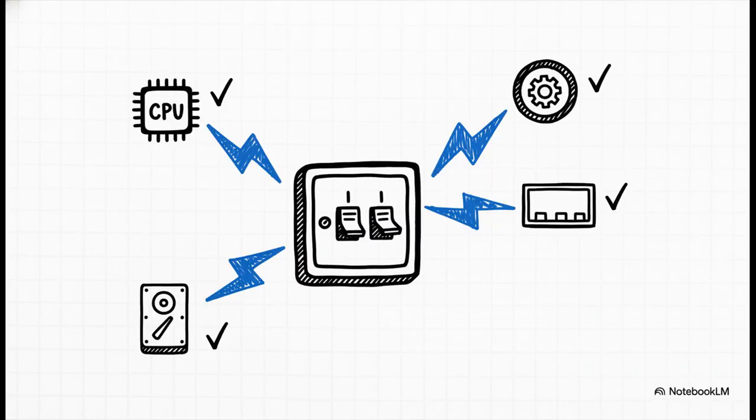Next up, at level 2, we find the BIOS, or its more modern cousin, UEFI. This is basically our building's main circuit breaker. As soon as the power hits, it's the very first piece of software to wake up. Its first job, a quick safety check called a power-on self-test, or POST, just to make sure all the essential parts are there and working before it passes the torch.